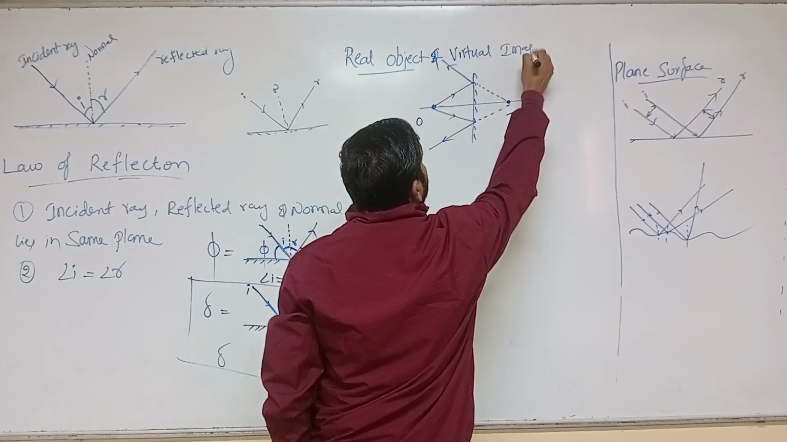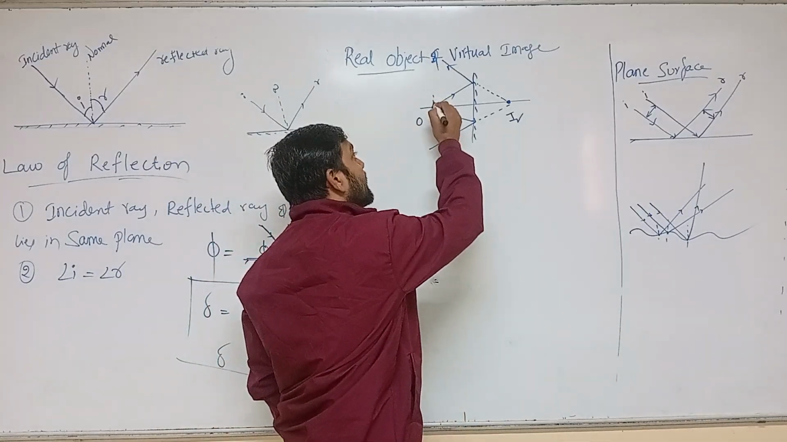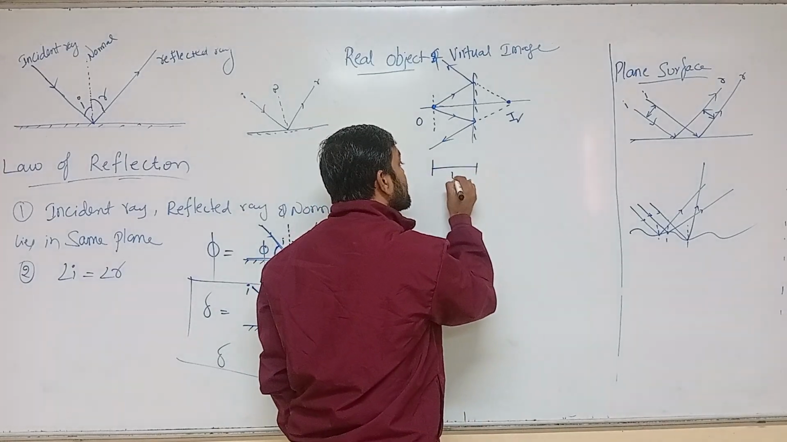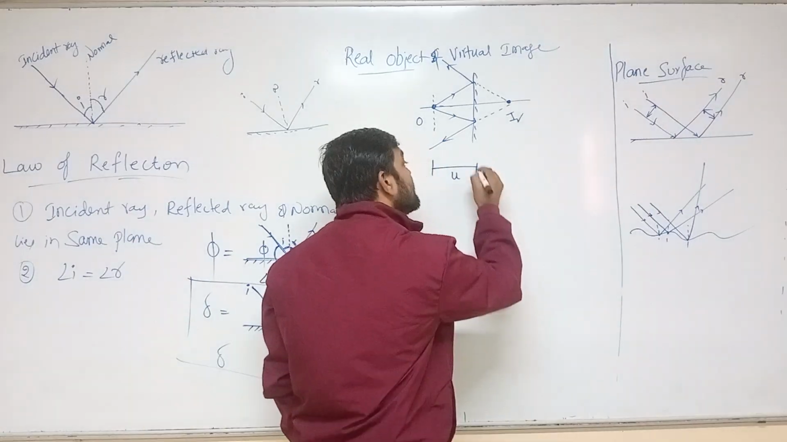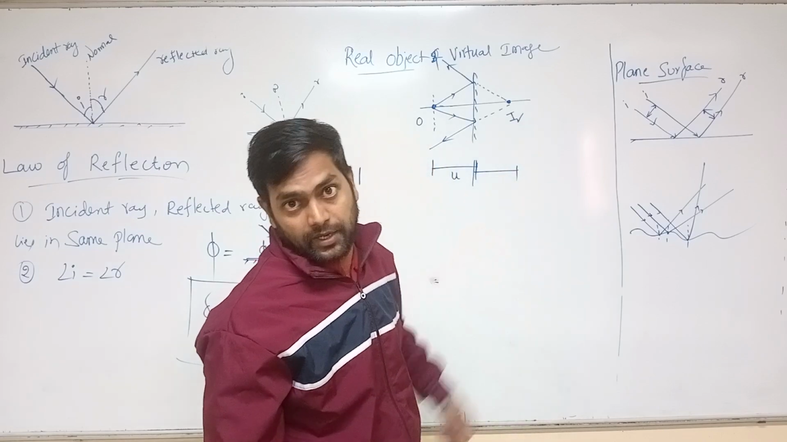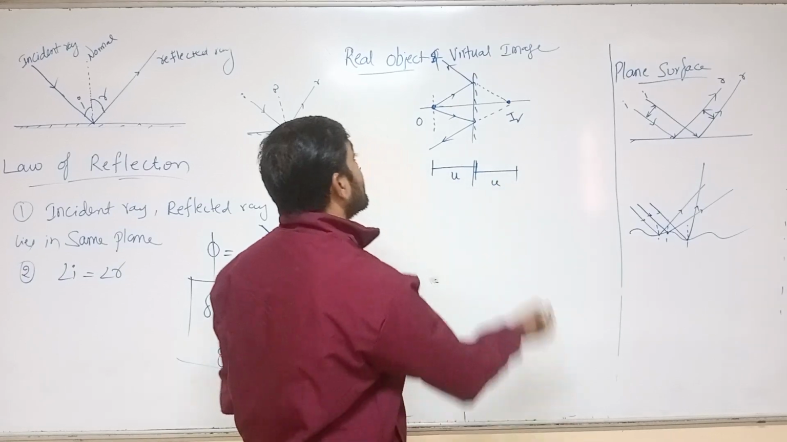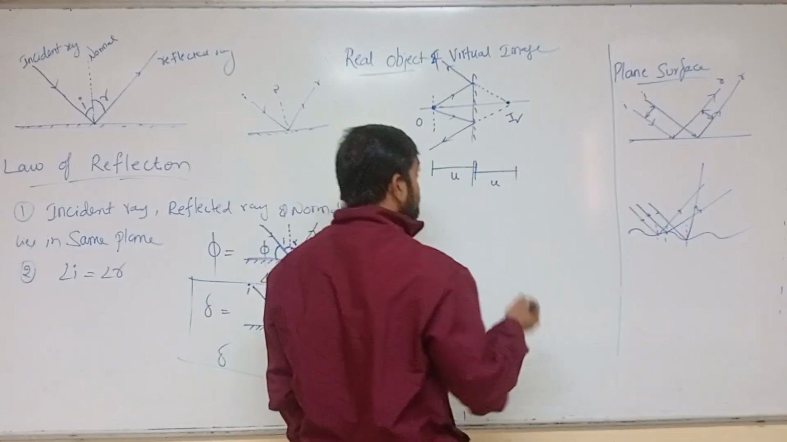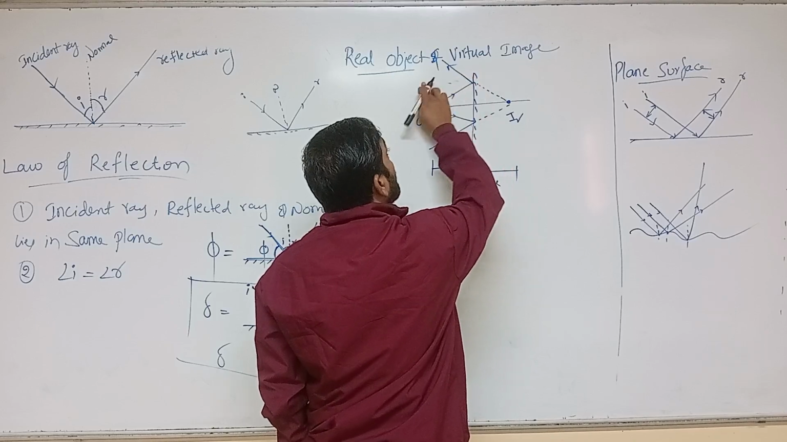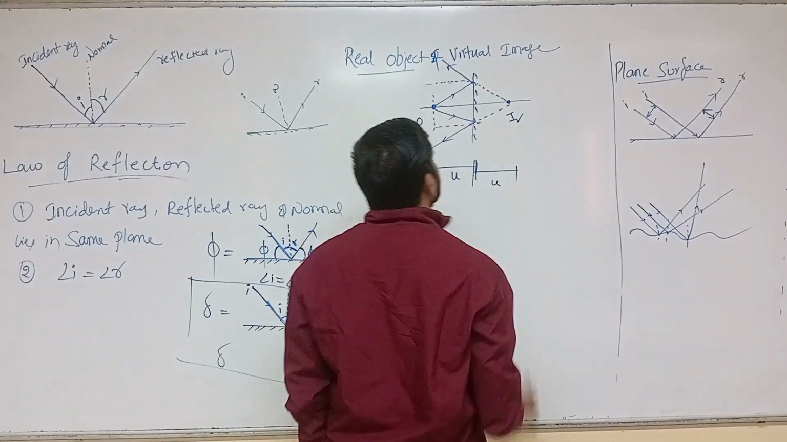Next we will see real object and virtual image. Here, if we take the object here, the distance from here to here is, let us consider, u. What is the distance from the image to the mirror? That is also equal to u. Why? Because let us see here by taking the properties of a triangle.